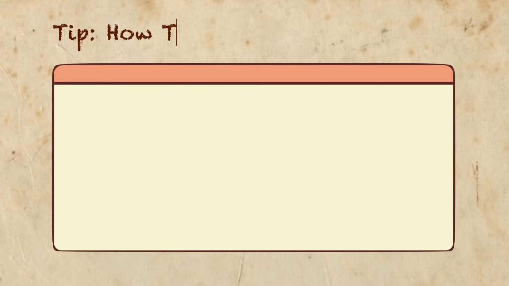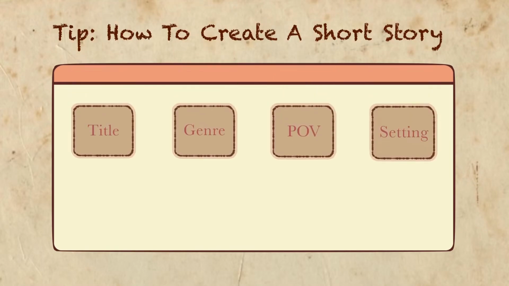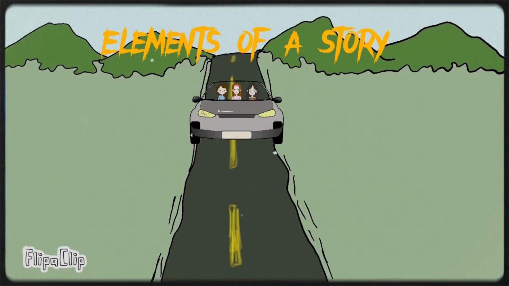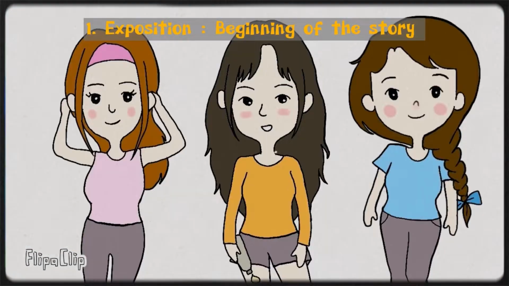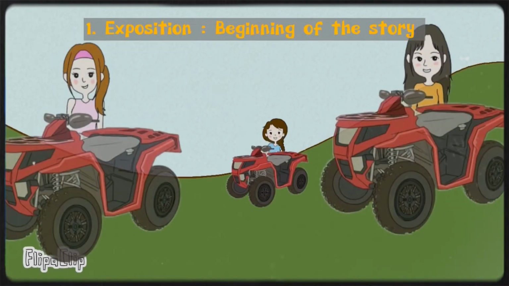A short story must contain title, genre, point of view, setting, character, conflict, dialogue, and plot. Next, I will show you the steps of the plot or elements of a story. Elements of a story. 1. Exposition is a step that introduces the background of the main character and the goals of the story.